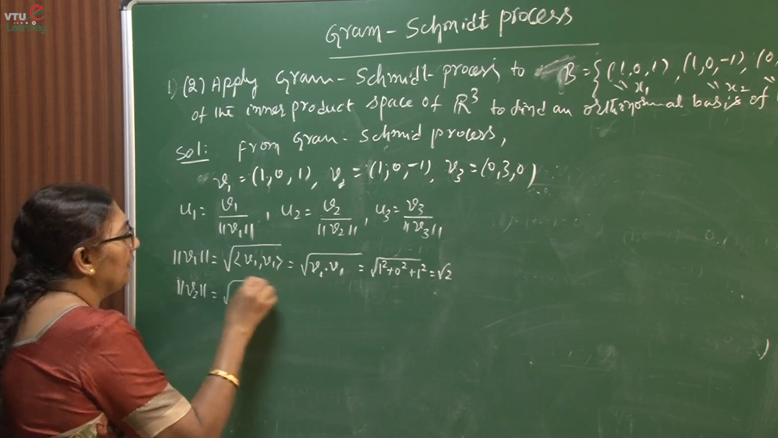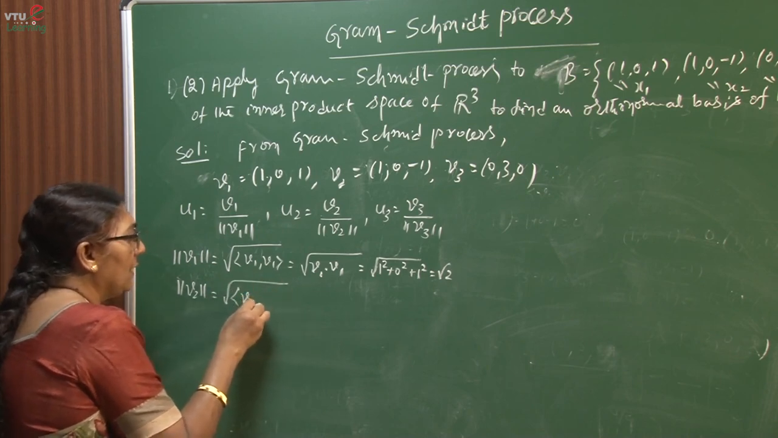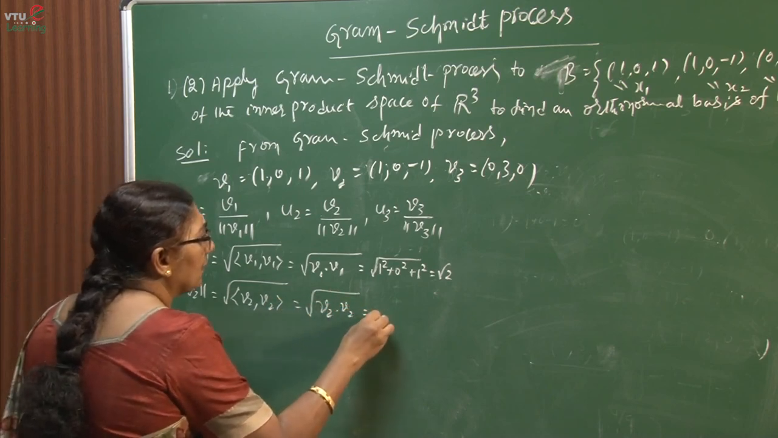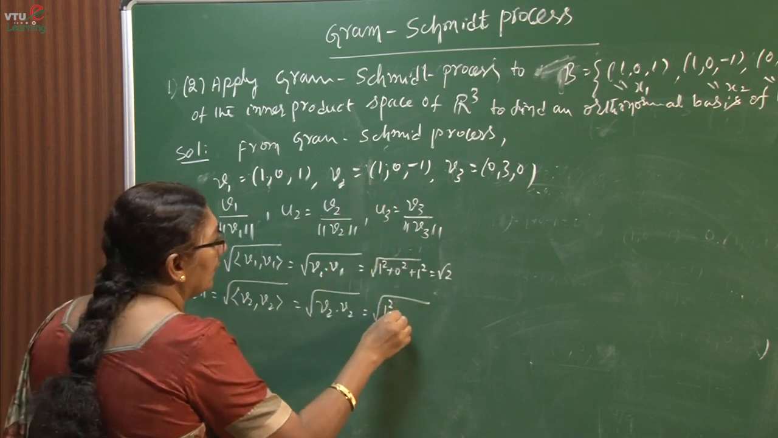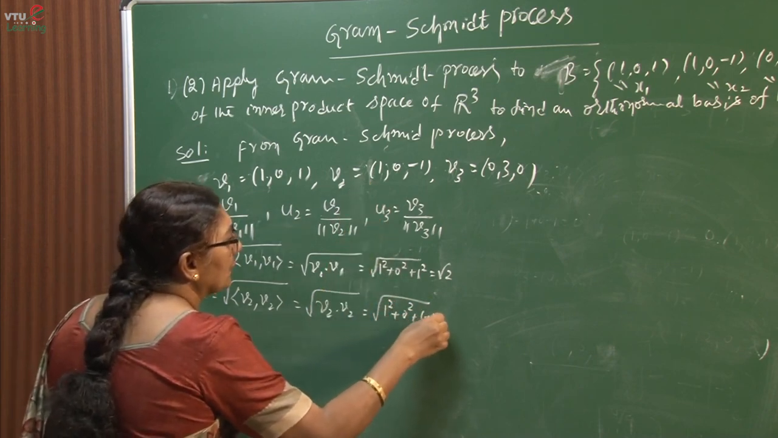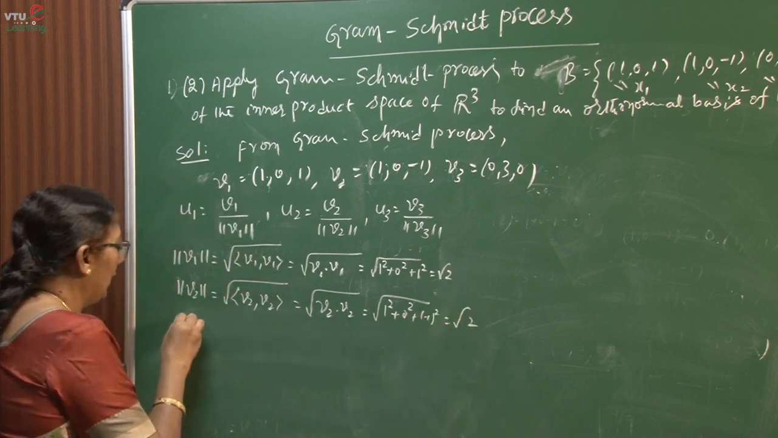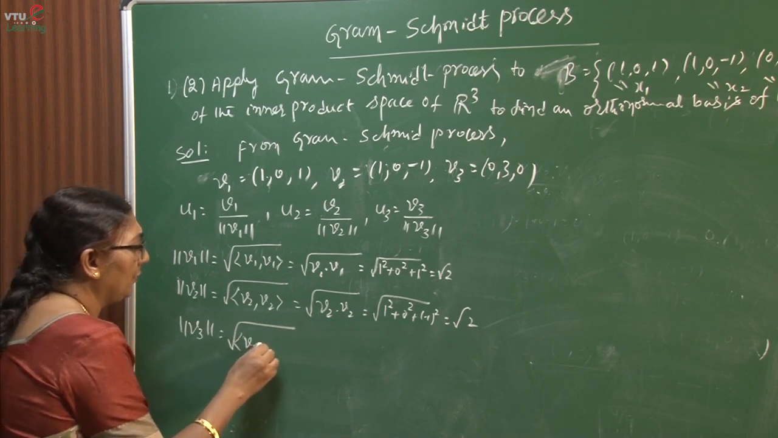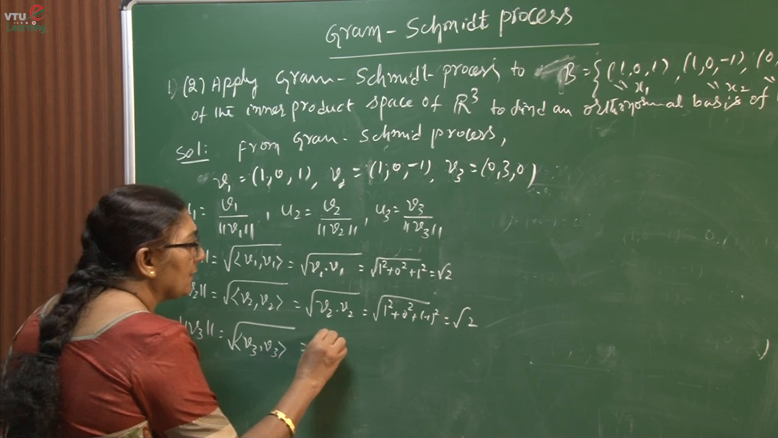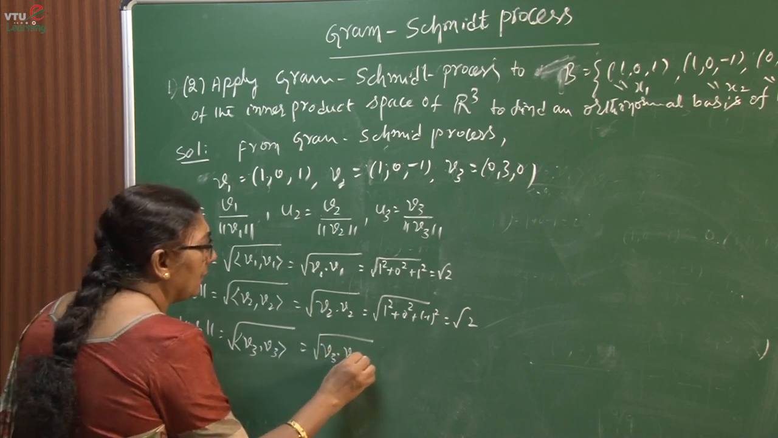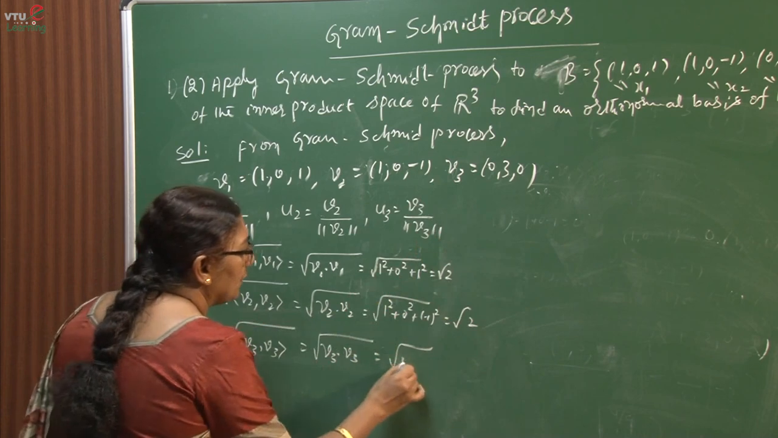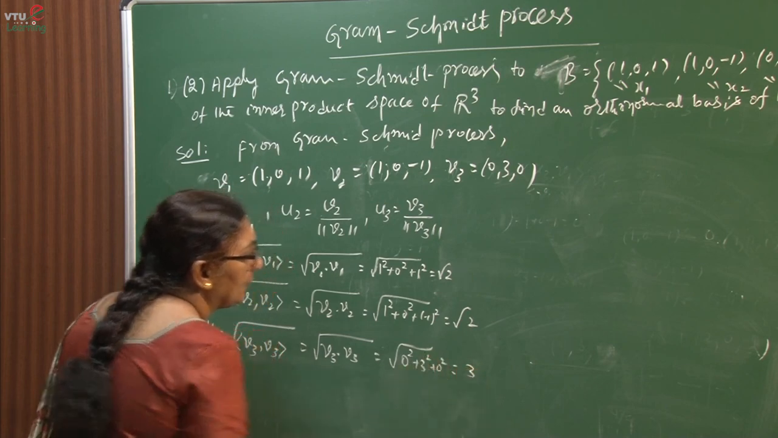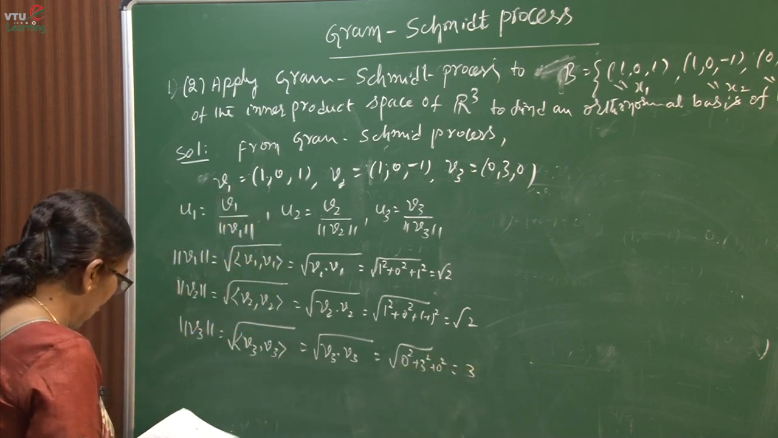Similarly, I have to find out the norm of v2. From the definition of norm, it is the square root of the inner product of v2, v2, which is square root of v2 dot v2, which is square root of 1 square plus 0 square plus (-1) whole square. Here also we get root 2. Norm of v3 is the square root of the inner product of v3, v3, which is the square root of v3 dot v3, means the square of each of the components: 0 square plus 3 square plus 0 square, root of 9 is nothing but 3. Now, these are the norm values.